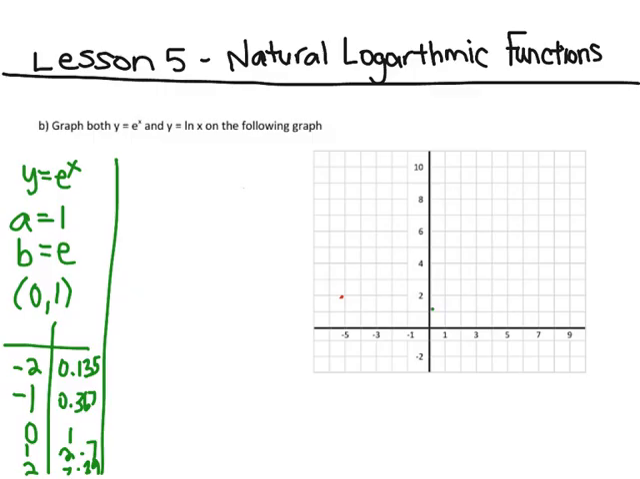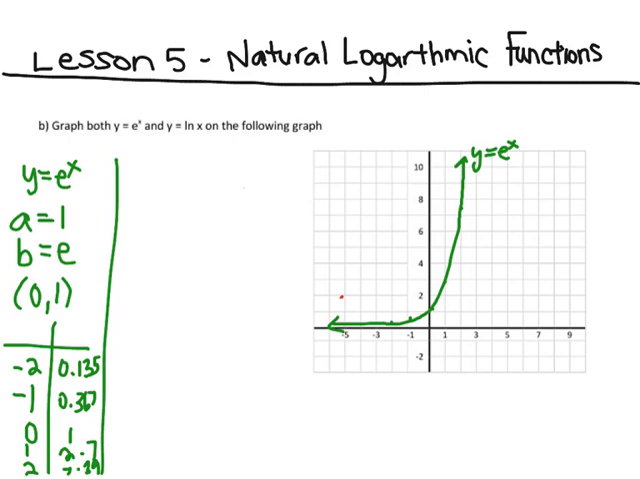Going through 1, up through 2.7, and then 7.39. So this would be our graph. So this is y equals e to the power of x.